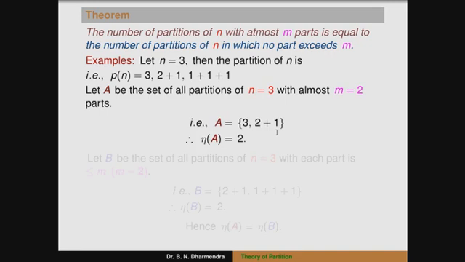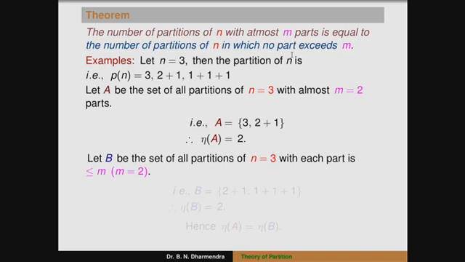Okay, what is the statement B? The statement B is the number of partitions of n in which no parts exceed m. So we have to take here n is equal to 3 and m is equal to 2. So therefore, let B be the set of all partitions of n is equal to 3 with each part less than or equal to m, not exceeding m. That is, what is m? M is equal to 2.